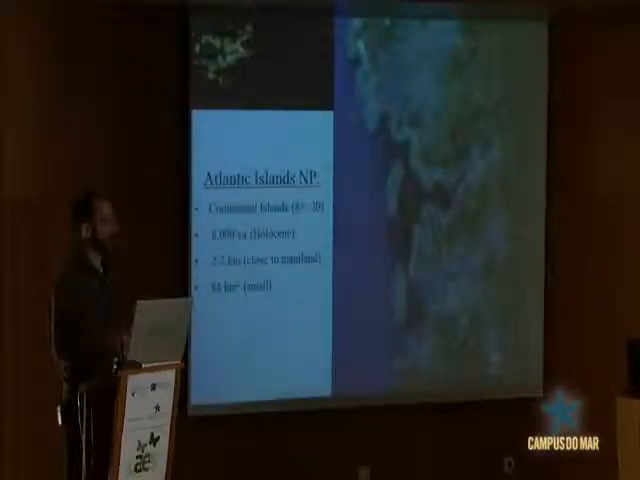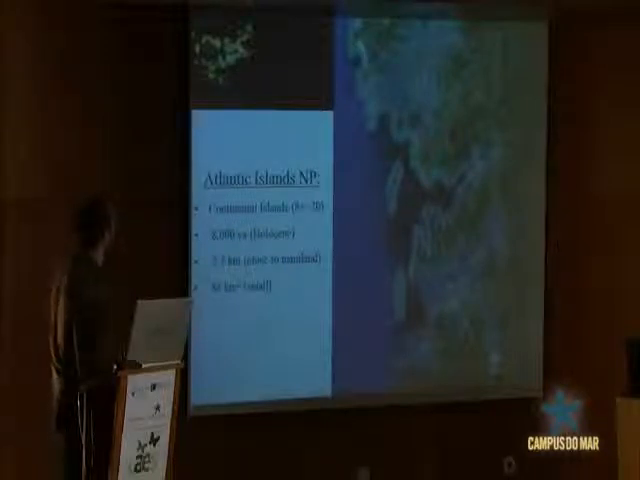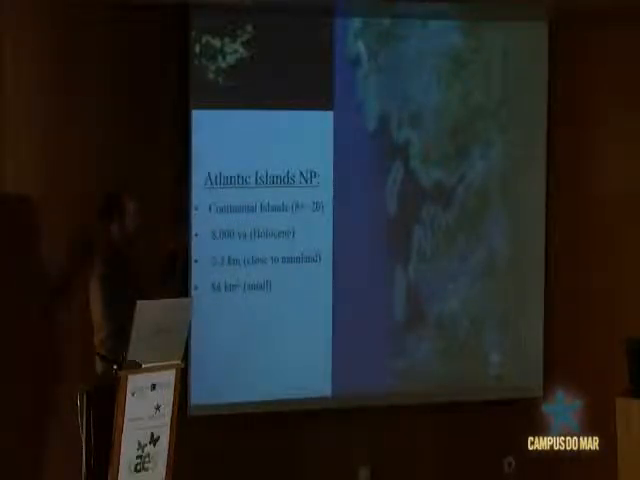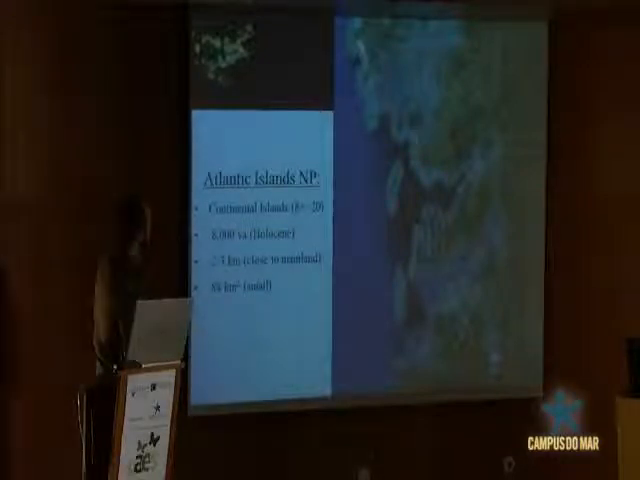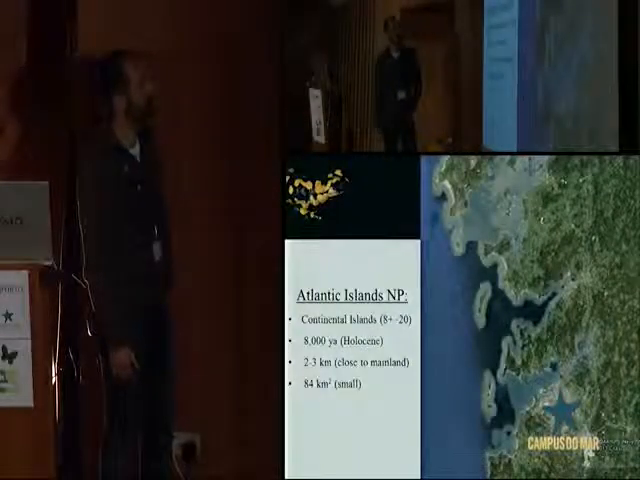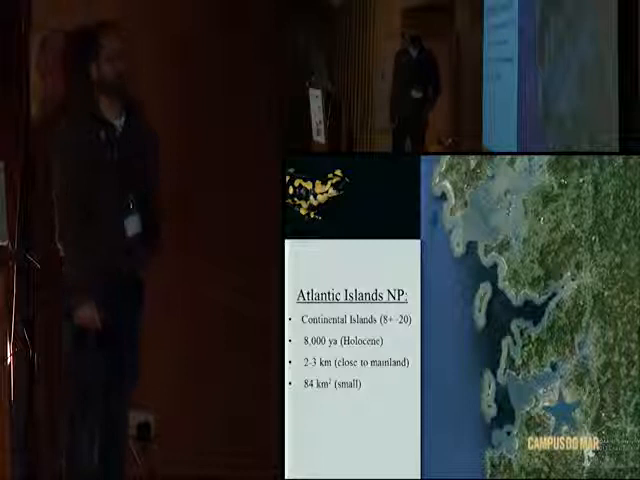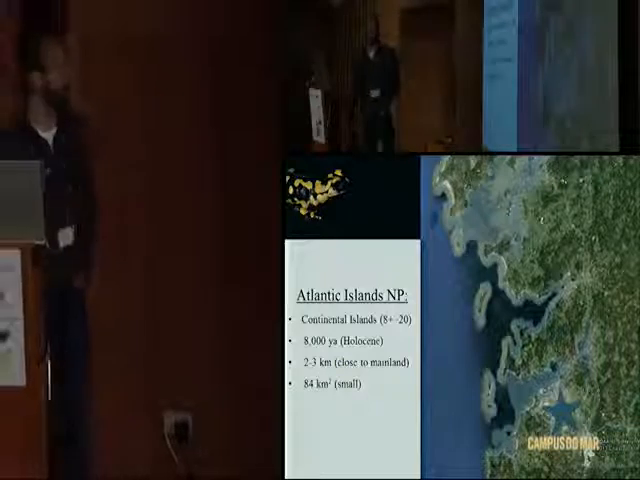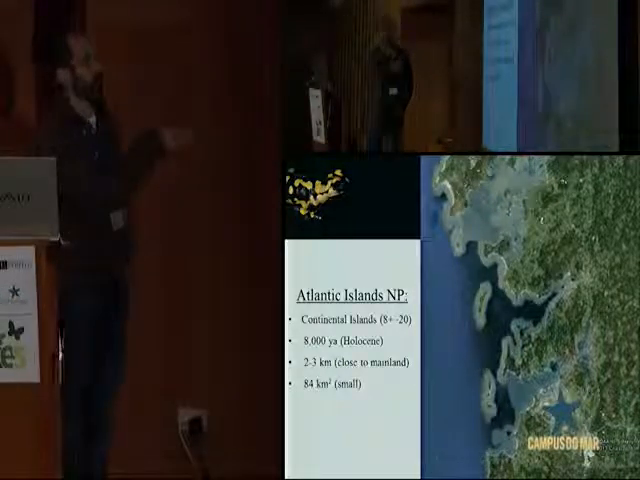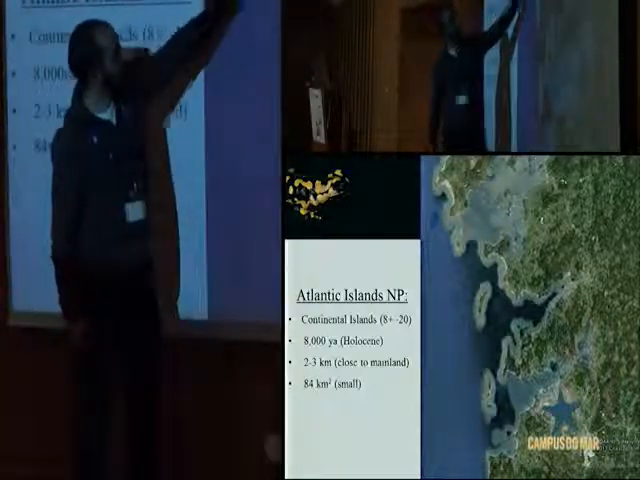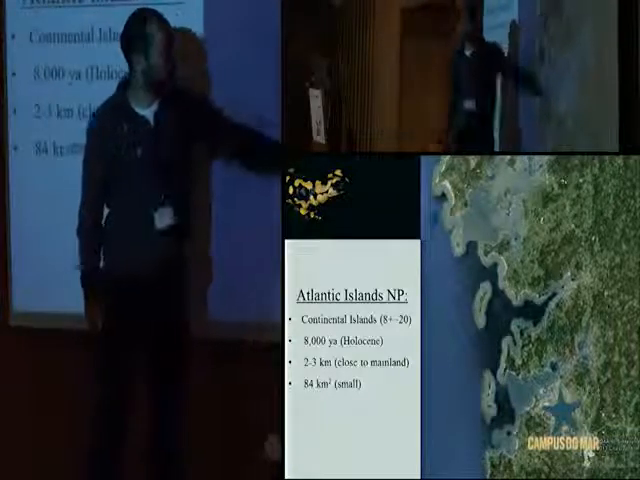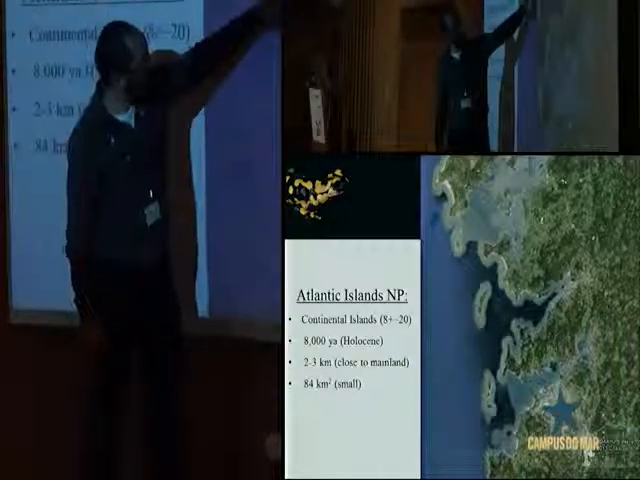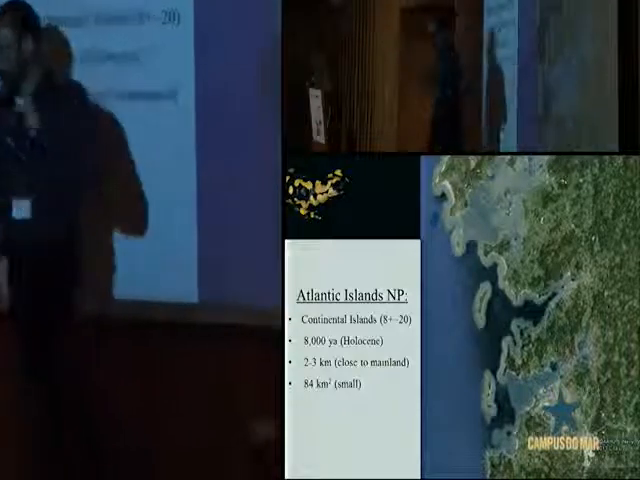So the two islands I'm studying belong to the Atlantic Island National Park on the northwestern Atlantic coast. And this national park is formed by like 8 main islands and 20 islets. These islands are young. The oldest islands are about 8,000 years old, because they were basically mountain hilltops on the continental area that were completely isolated after the last glacial maximum when the sea level rose. So these areas got completely isolated from the mainland.